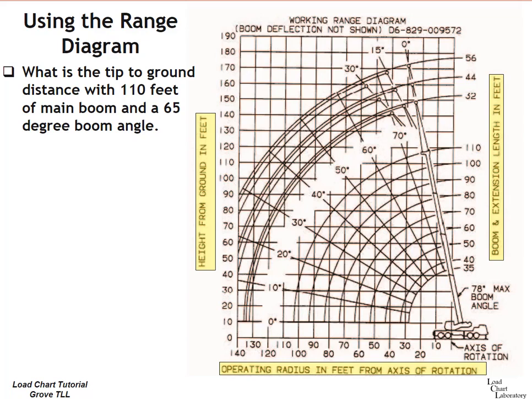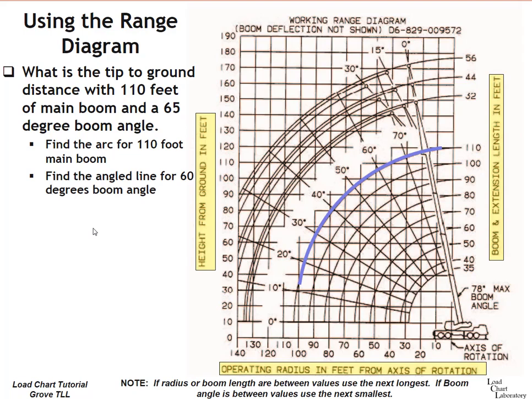Another example, and this one will show some of the gray area that you might encounter when you're using a range diagram. What is the tip to ground distance with 110 feet of main boom and a 65-degree boom angle? Just like before, find the arc for 110 feet of main boom. There's the arc to follow. But we're not dealing with radius this time. We're dealing with boom angle. And we have diagonal lines representing boom angle. So find the angled line for 60 degrees boom angle.